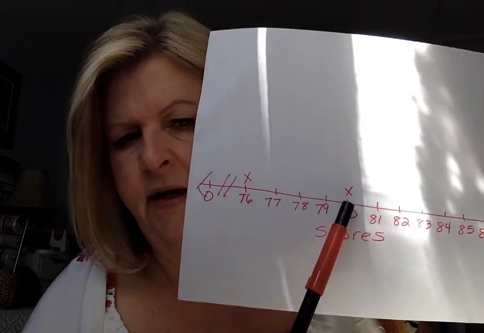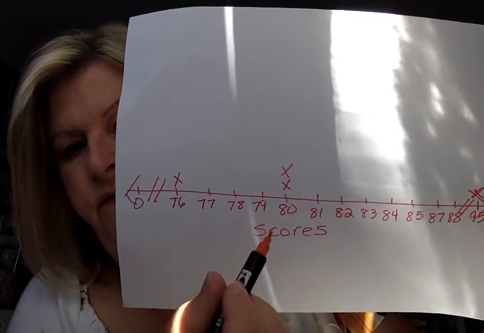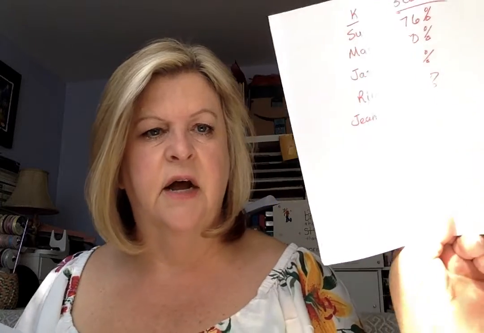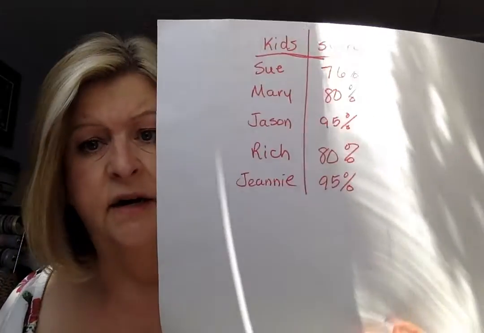Rich got 80. Well, I already have someone at 80, right? But I'm going to put my X above. So now I have 2 people that got 80. And then Jeannie got 95, so I'm going to show Jeannie at 95.